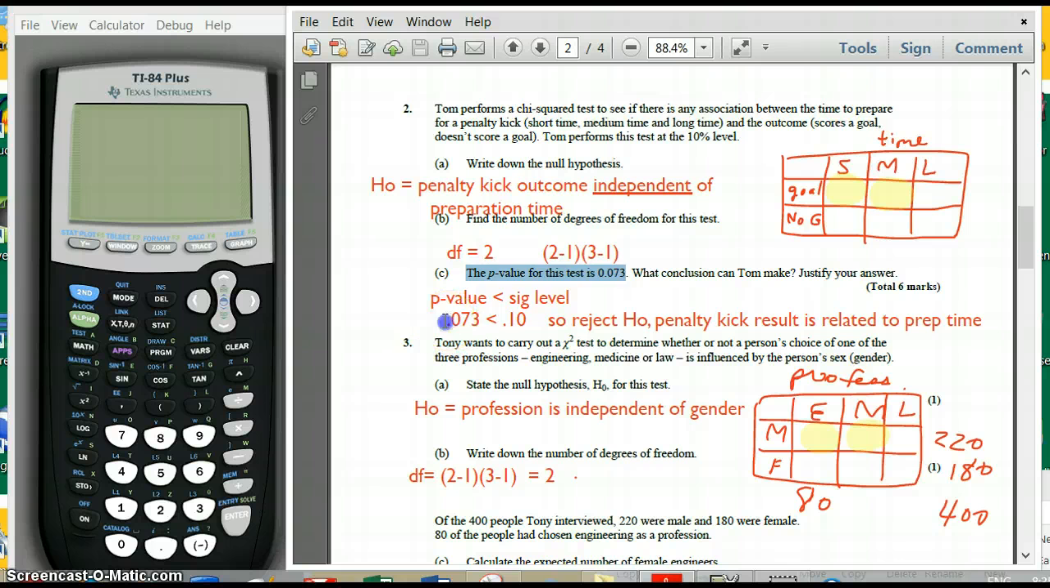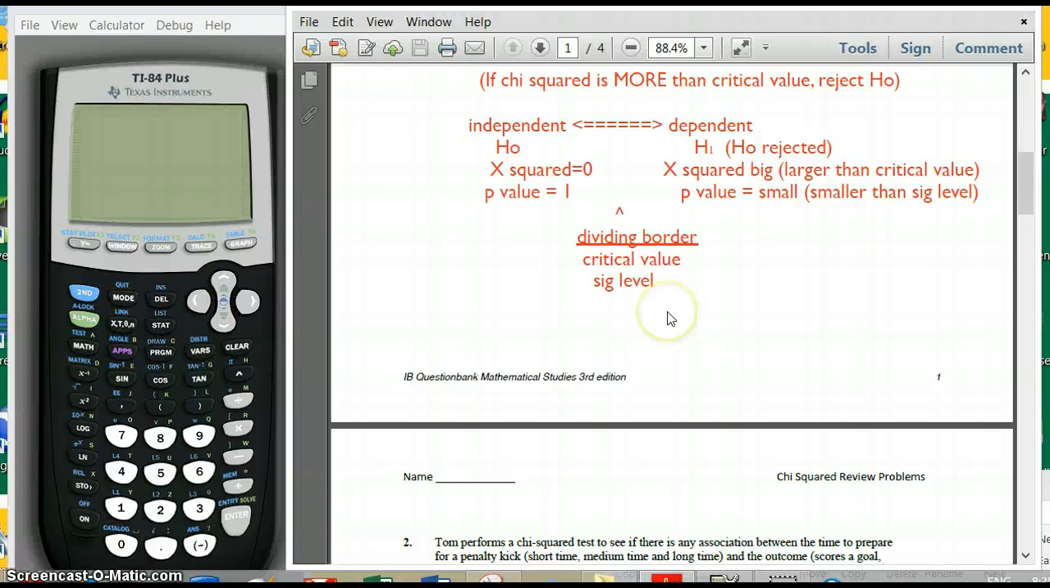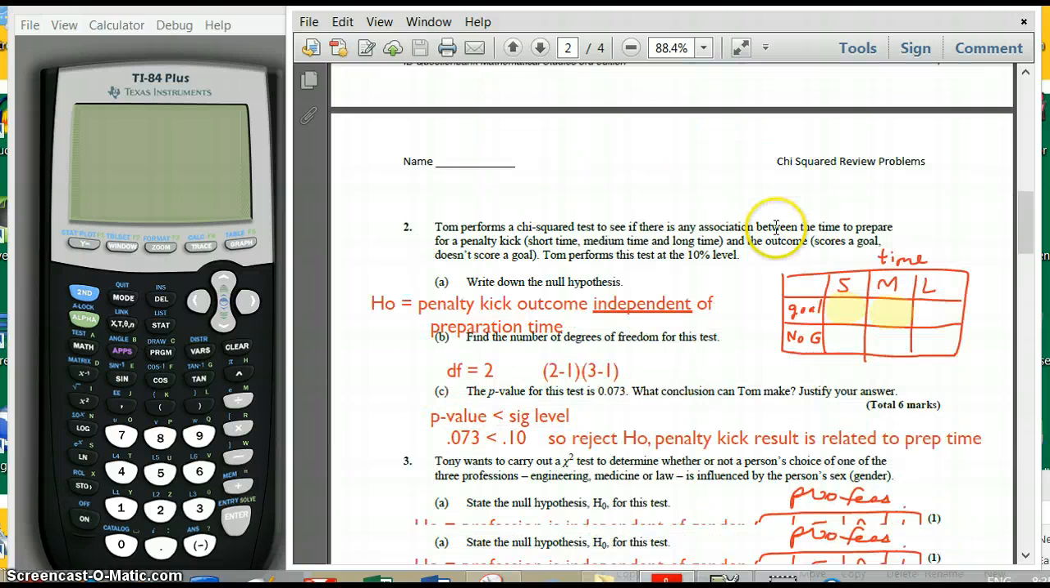Well, the p-value is 0.073, and you're going to compare it to the significance level. Here at the top, they told us the significance level is 10%, which in decimal is 0.10. So is 0.073 less than 0.10? Yeah, it is. Remember that if the p-value is smaller than the significance level, we reject the null hypothesis. So that's what we do here.